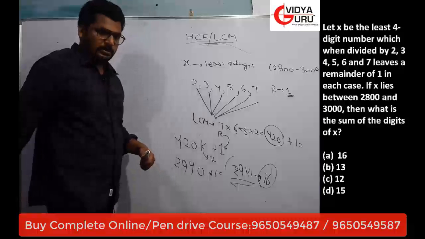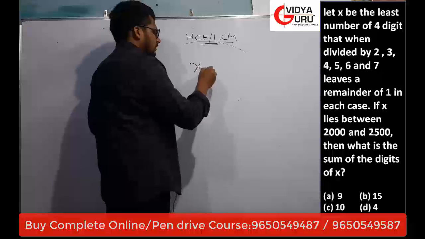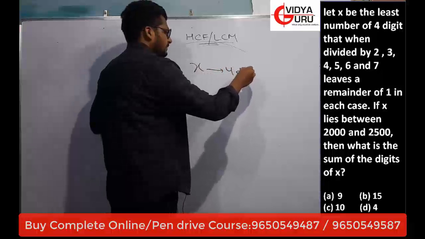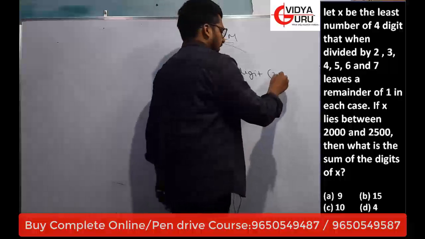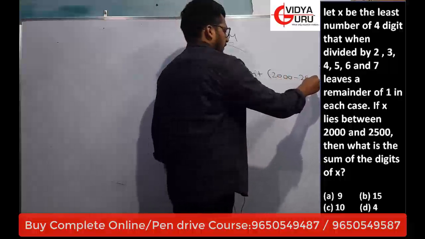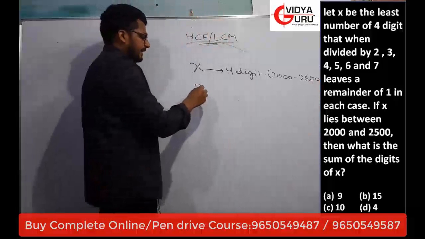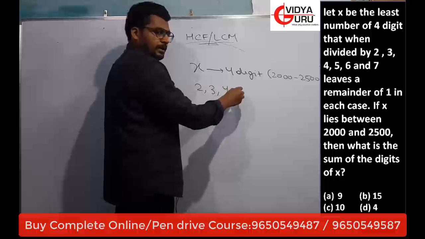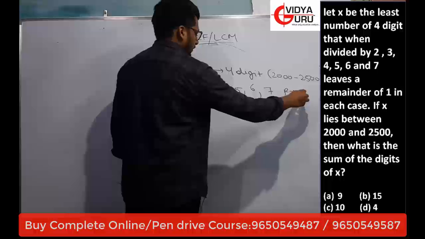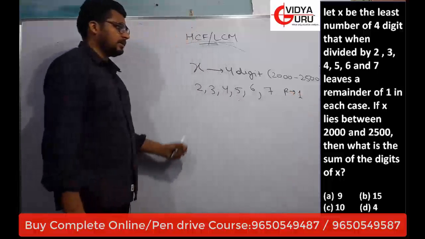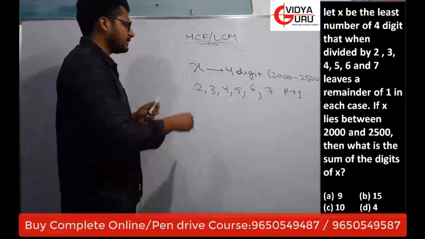So coming on to our next question. The next question is the same. X is a 4-digit number which lies between 2000 and 2500, and when divided by 2, 3, 4, 5, 6, 7 it leaves remainder 1. But this time the number is between 2000 and 2500. We need to find the sum of digits of x.